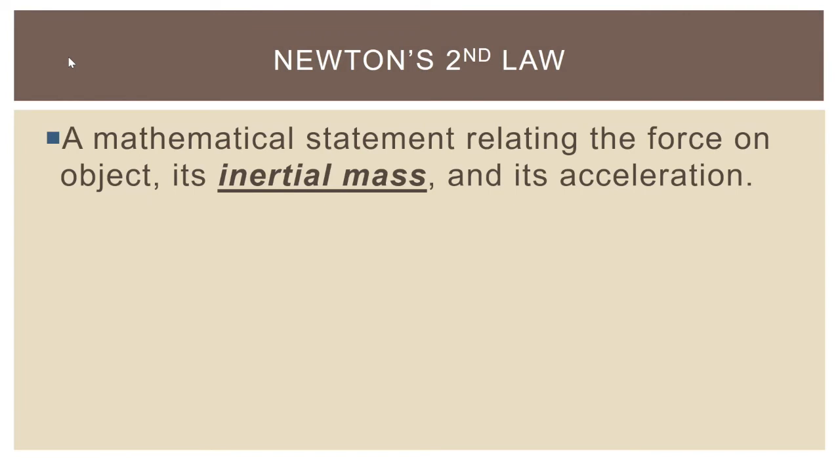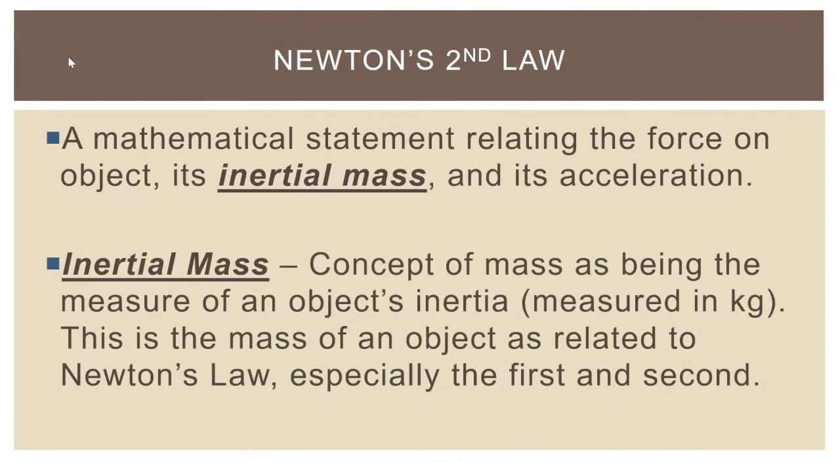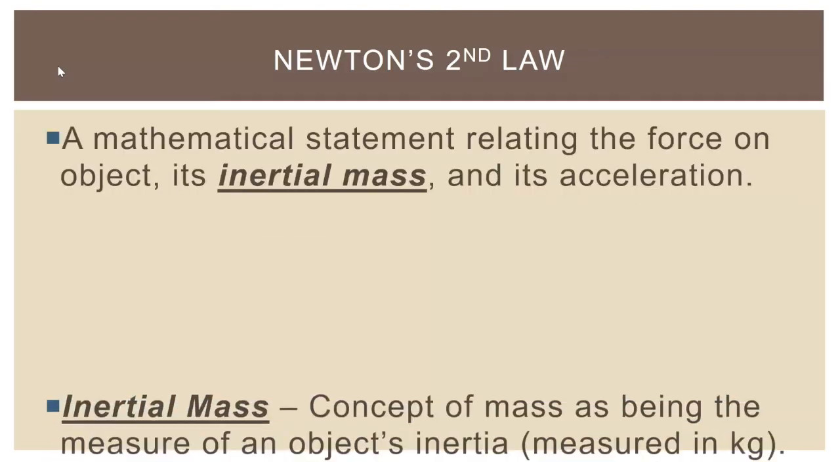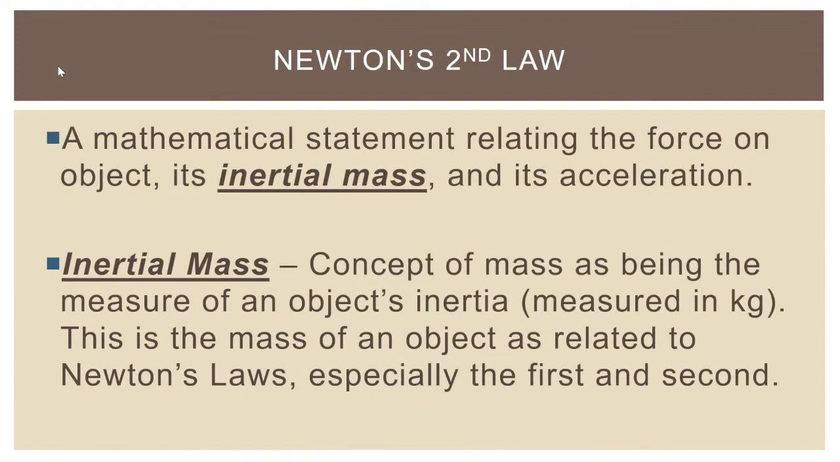Essentially, inertial mass is the concept of mass as being a measure of the object's inertia. This is going to be measured in kilograms, of course. Essentially what we're saying is that this is the m in Newton's second law. So this is the mass of an object as related to Newton's laws of motion, especially the first and second. I just want to write here: Newton's laws, especially the first and second. And so that's the idea. Inertial mass refers to the concept of mass as being a measurement of an object's inertia.